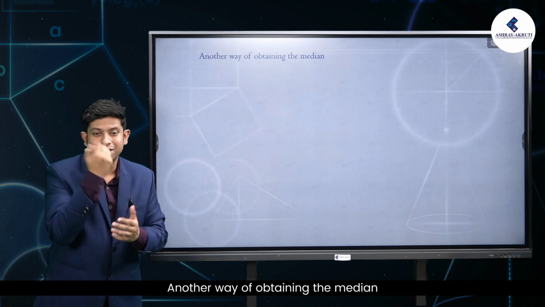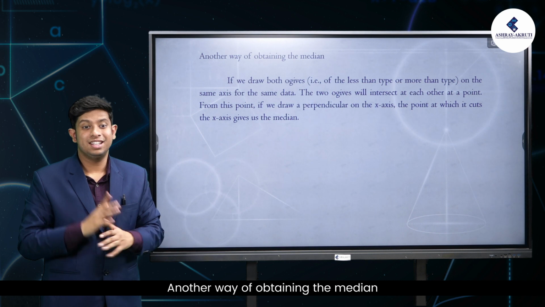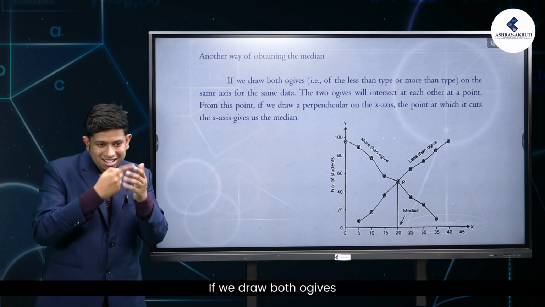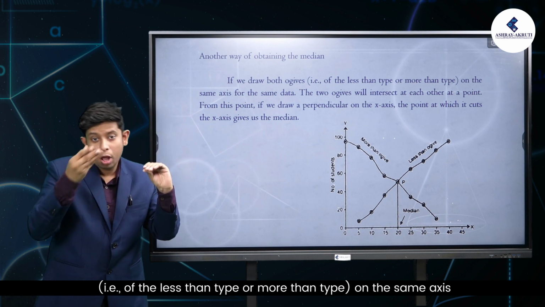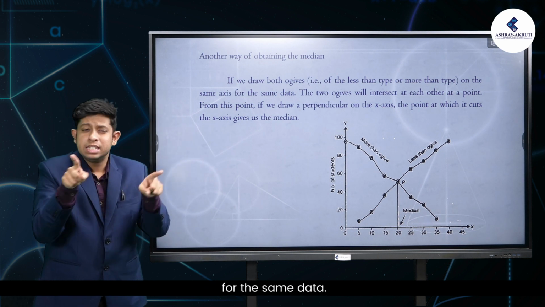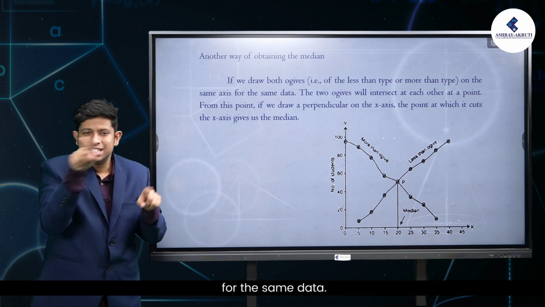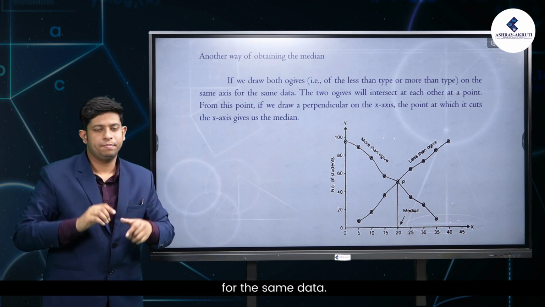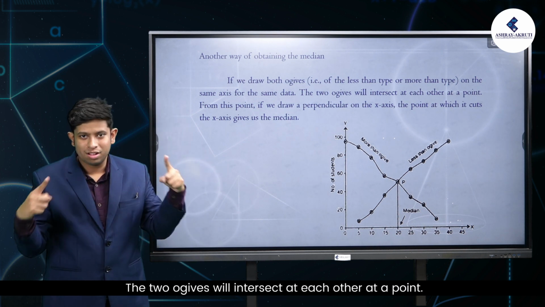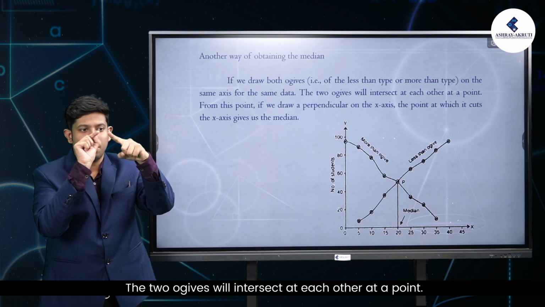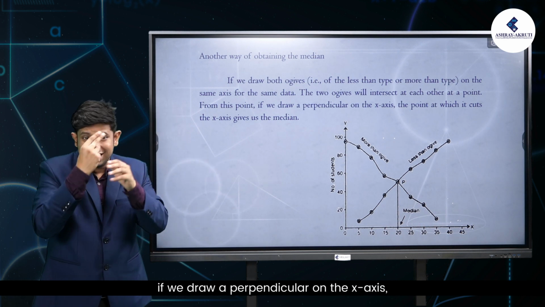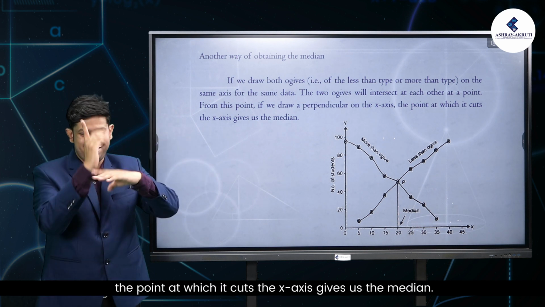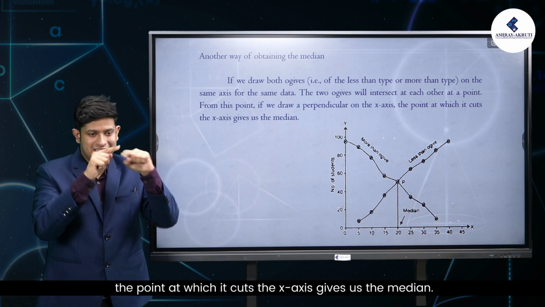Another way of obtaining the median. If we draw both ogives, that is of the less than type or more than type, on the same axis for the same data, the two ogives will intersect each other at a point. From this point, if we draw a perpendicular on the x-axis, the point at which it cuts the x-axis gives us the median.